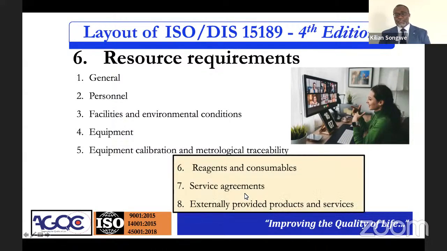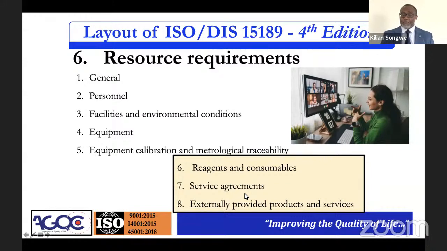Moving on to resource requirements, then you have reagents and consumables, service agreements, and externally provided products and services. So these are all the resources. When you're talking about resources here, you certainly need reagents to run the equipment, service agreements to maintain the equipment, preventive maintenance on the equipment, and then externally provided products and services need to be in place. You need to know who is going to provide them, and what is the frequency of events that are going to happen to ensure that your management system is robust.